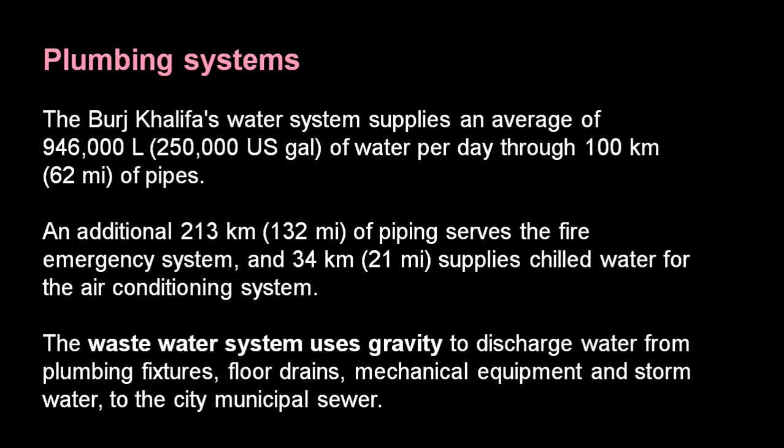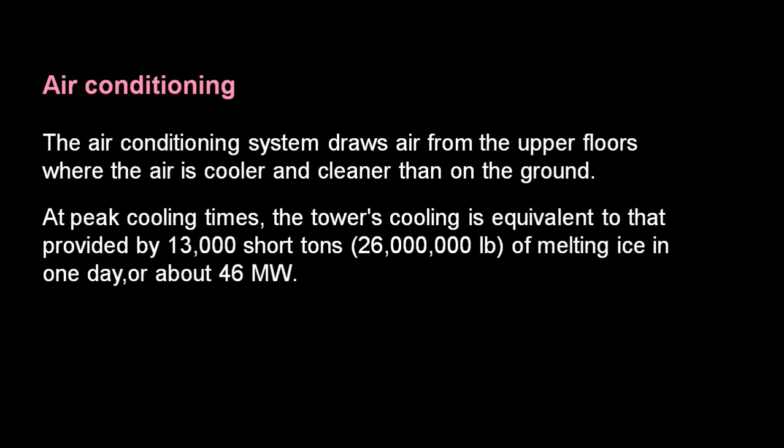And about its electricity, the tower's peak electrical demand is 36 megawatts, equal to about 360,000 100-watt bulbs operating simultaneously. And about its air conditioning, the air conditioning system draws air from the upper floors where the air is cooler and cleaner than on the ground. At peak cooling times, the tower's cooling is equal to that provided by 13,000 short tons of melting ice in one day, or about 47 megawatts.